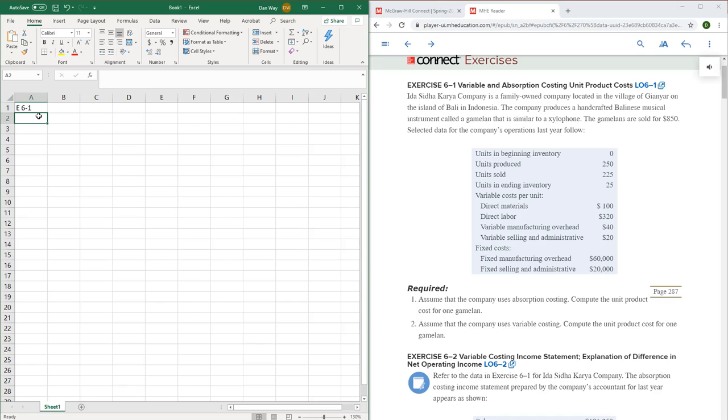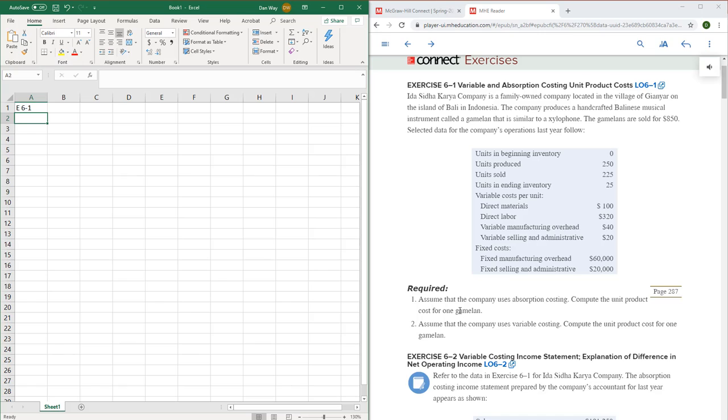All right, in this video we're going to work through some Chapter 6 practice problems. The first one I'm going to do is exercise 6.1 here. It says Ida Sida Karya is a family-owned company located in the village of Gianyar in Indonesia. They make a handcrafted musical instrument similar to a xylophone. That thing sells for $850. Here's some information about their operations for last year.